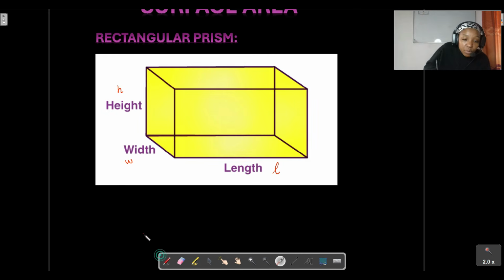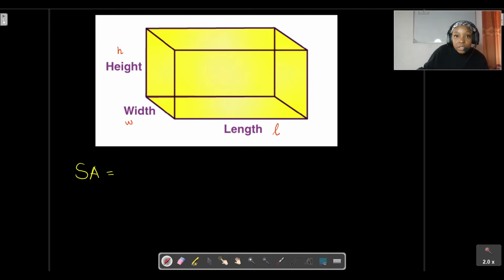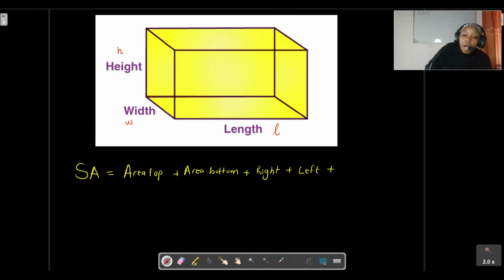Remember, if you wanted to calculate surface area, we already know that surface area is equal to the total areas of all the faces of your box. So in this case, you'd calculate the area of the top plus the area of the bottom plus the area of the right face plus the area of the left face plus the area of the front face, the front of our box, plus the area of the back face. So that's basically what we're actually doing. We are just calculating the areas of all these faces and we're just adding them all up together.